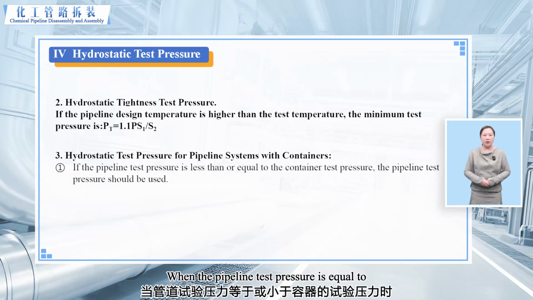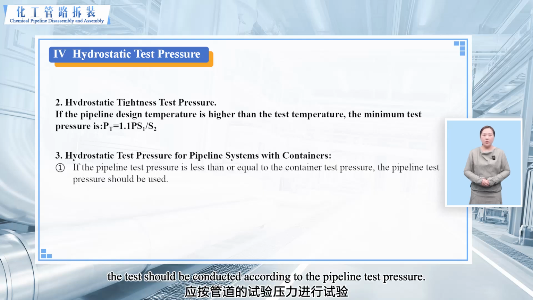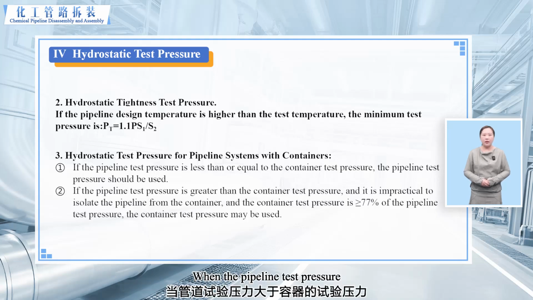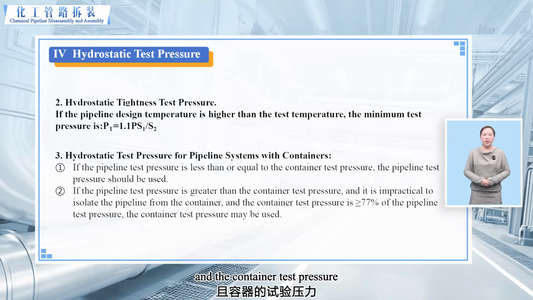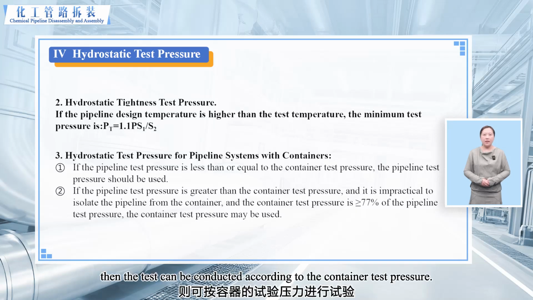When the pipeline test pressure is equal to or less than the container test pressure, the test should be conducted according to the pipeline test pressure. When the pipeline test pressure is greater than the container test pressure, and it is impractical to isolate the pipeline from the container, and the container test pressure is greater than or equal to 77% of the pipeline test pressure, then the test can be conducted according to the container test pressure.